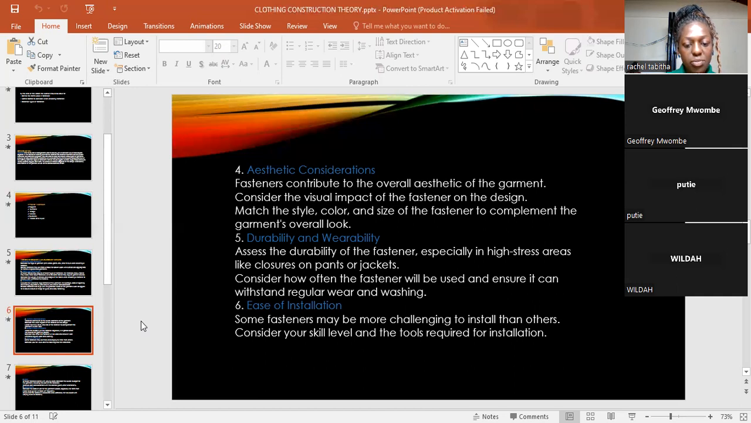Some fasteners may be more challenging to install than others. Consider your skill level.